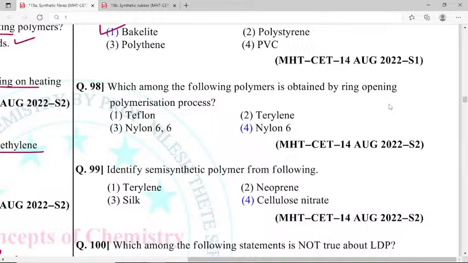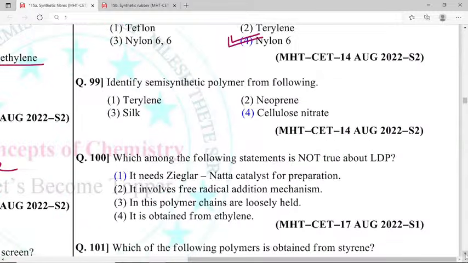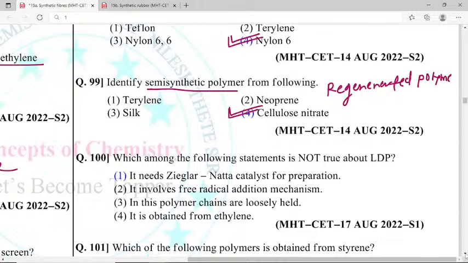Which among the following polymers is obtained by ring opening polymerization? This is a single example here, nylon 6. Nylon 6 is the only example of ring opening polymerization, so always remember. Identify the semi-synthetic polymer. So the semi-synthetic polymer is cellulose nitrate. Semi-synthetic is also called a regenerated polymer. Which among the following statements is not true about low density polythene?